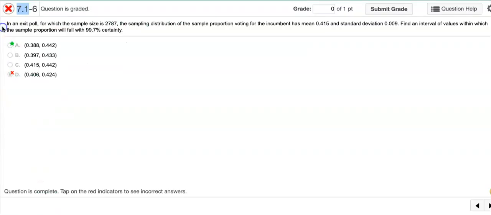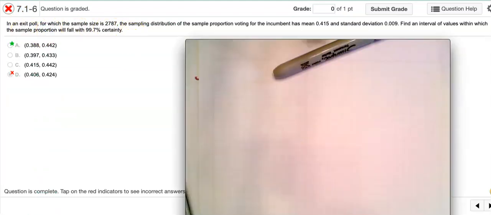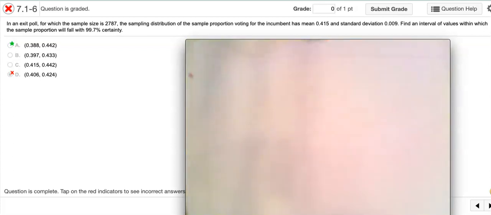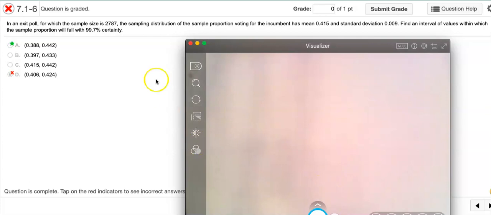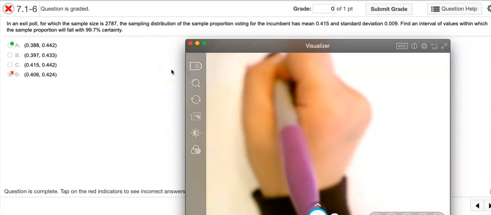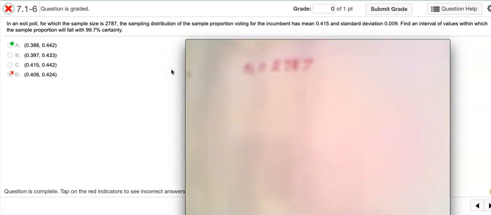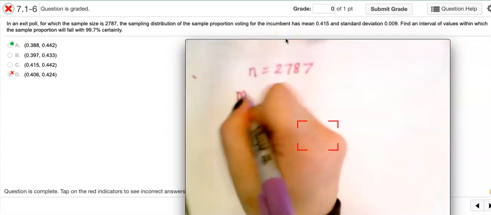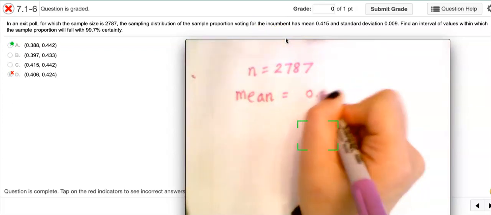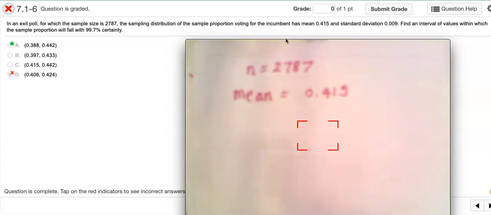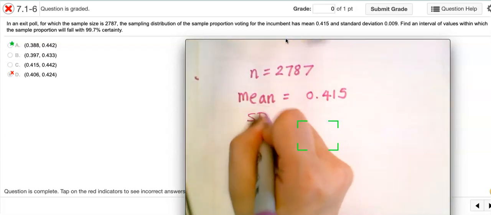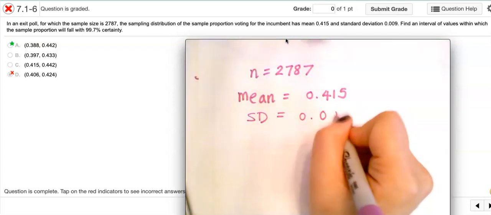All right, let's go back to the problem. In an exit poll for which the sample size is 2787, all right. For these sampling distribution problems, sample size is important, so when I get it, I write it down. The sample size is 2787. The sampling distribution of sample proportion voting for the incumbent has a mean of 0.415 and a standard deviation, SD, of 0.009.